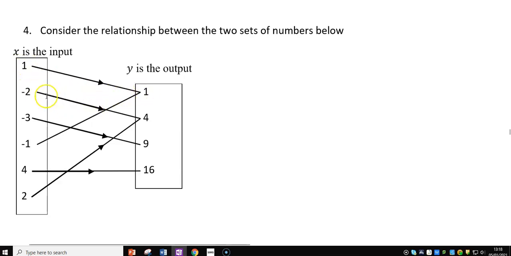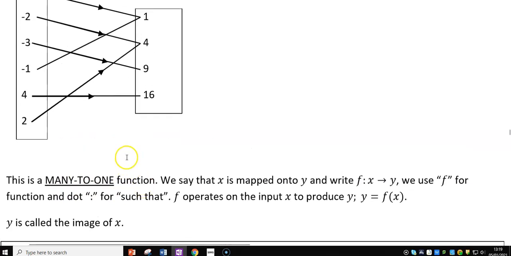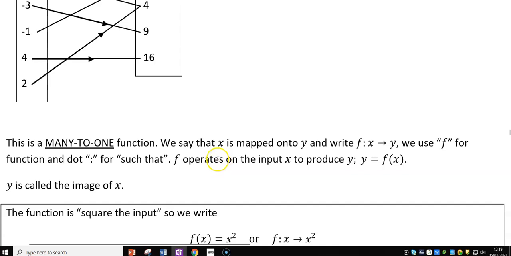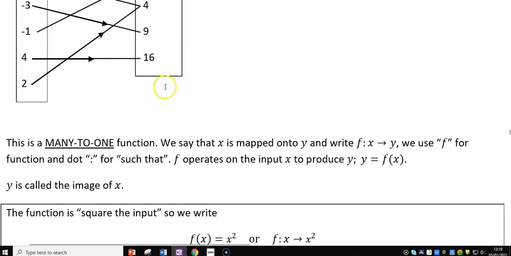1 goes to one thing, minus 2 goes to one thing, minus 3 goes to one thing, minus 1 goes to one thing, 4 goes to one thing, and 2 goes to one thing. So it's definitely a function because each element goes to one and only one element, so that's fine. But what it is, it's a many to one function. For a many to one function, you've got more than one thing going to the same thing, but it's still a function.